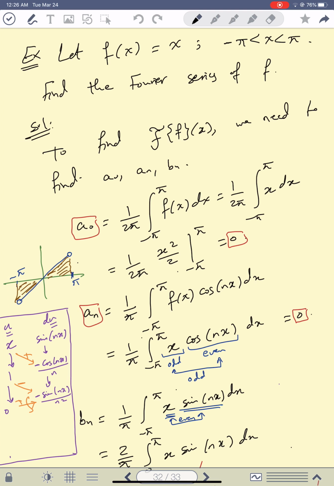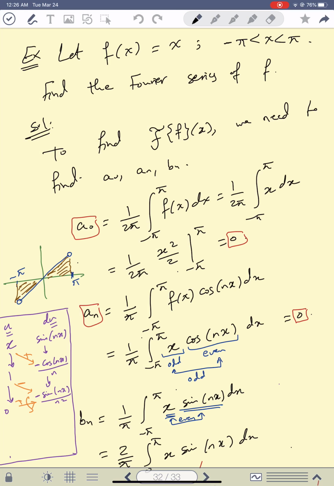Okay, so remember the question was, we had the function x. The question was to find the Fourier series of the function. We computed all the a's, they were all zeros. Then we computed the Bn, and this is the Bn. So now what's the Fourier series? After finding all these numbers, what is the Fourier series? This is the Fourier series.